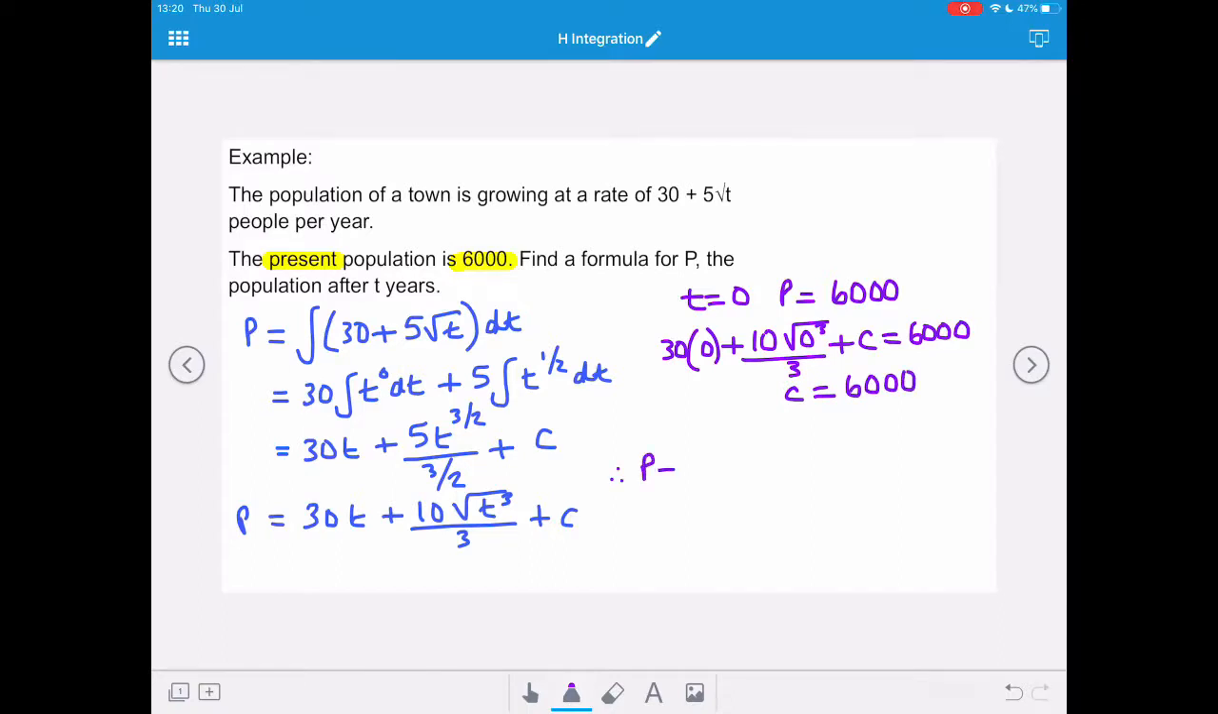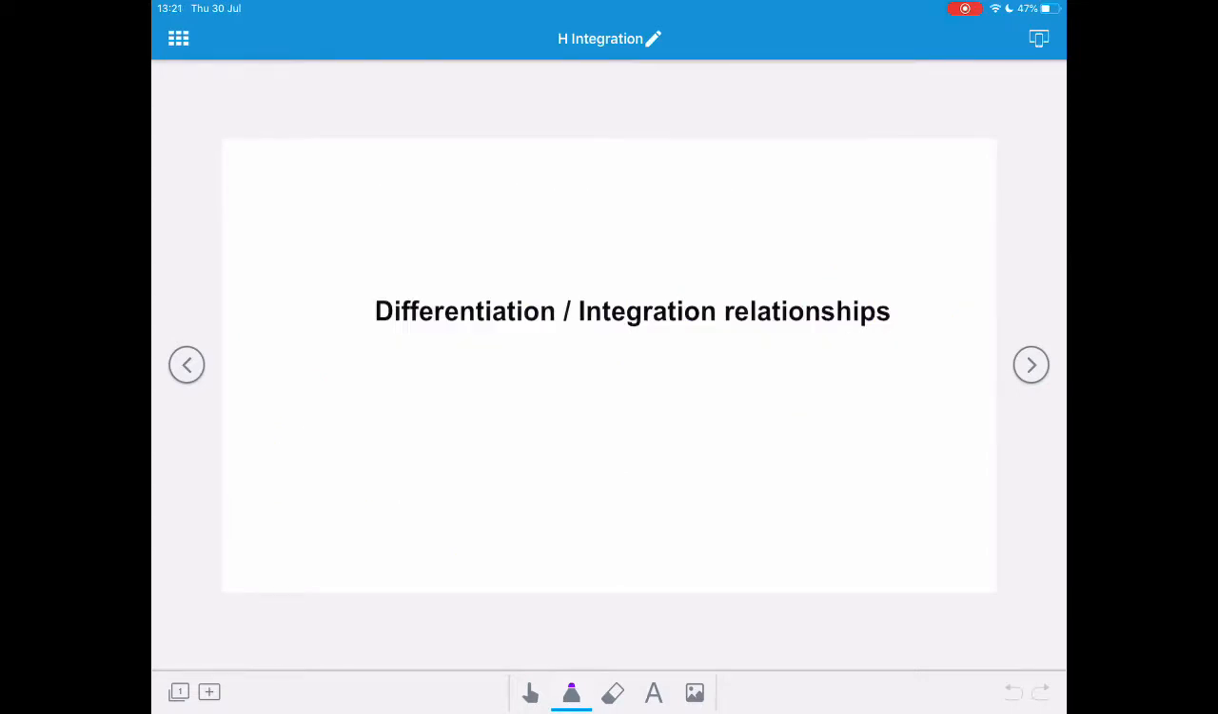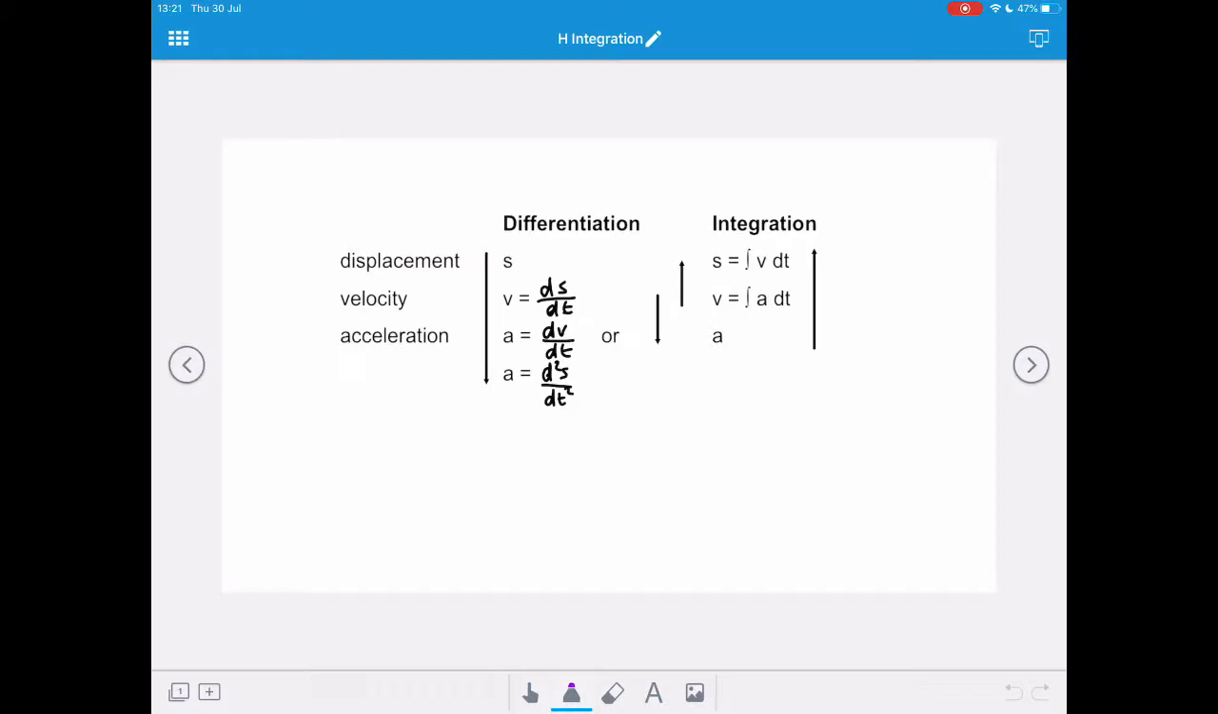So our formula for p, the population after t years, is 30t plus 10 times root t cubed all over 3 plus 6,000. Now there are certain relationships between differentiation and integration that it's helpful to know. And they're the relationships between displacement, velocity, and acceleration. Now, if we start at displacement s and differentiate, we get the velocity ds by dt and the acceleration dv by dt. Or we can also write the acceleration as the second derivative of the displacement.